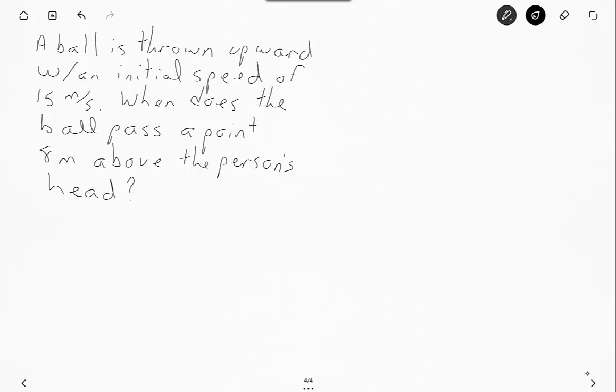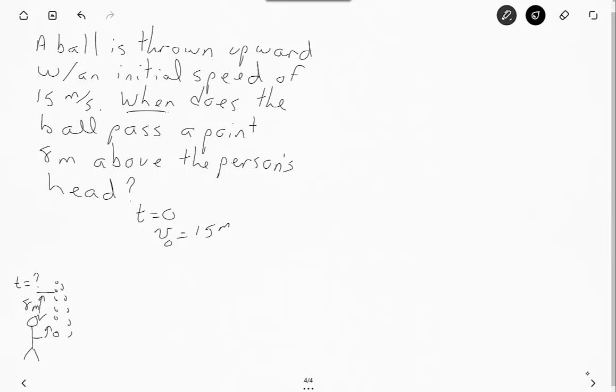Well, if we think about this for a minute, here's our person. They throw a ball upwards, okay? The ball starts to go up, and then it's going to come back down again. Okay. The question is, when does it reach 8 meters above the head? At t equals what? Well, let's write down what we know. Okay, we're going to make the assumption that at t equals 0, then the initial velocity is 15 meters per second.